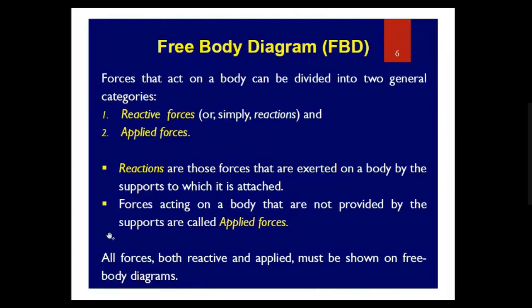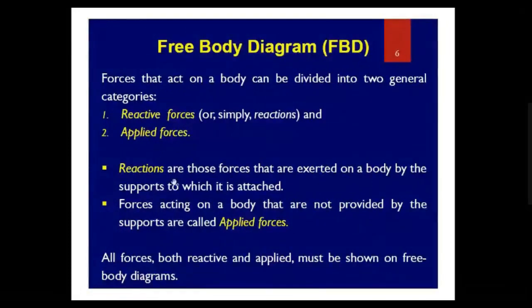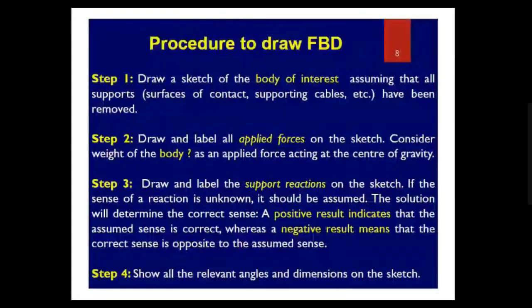And whenever we are talking about equilibrium, we will say that the sum of all the forces, meaning the sum of the applied forces and the sum of reaction forces, must be equal to 0. And whenever we are drawing the free body diagram, both the applied forces and the reaction forces must be shown on the free body diagram. So what are the two key steps in drawing the free body diagram?